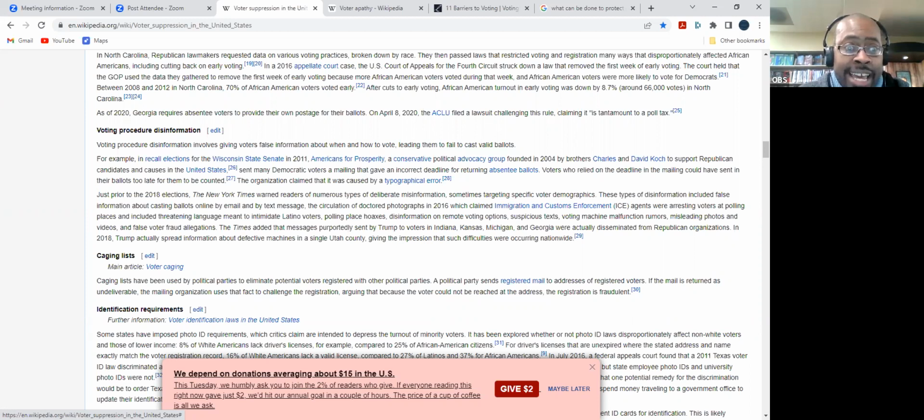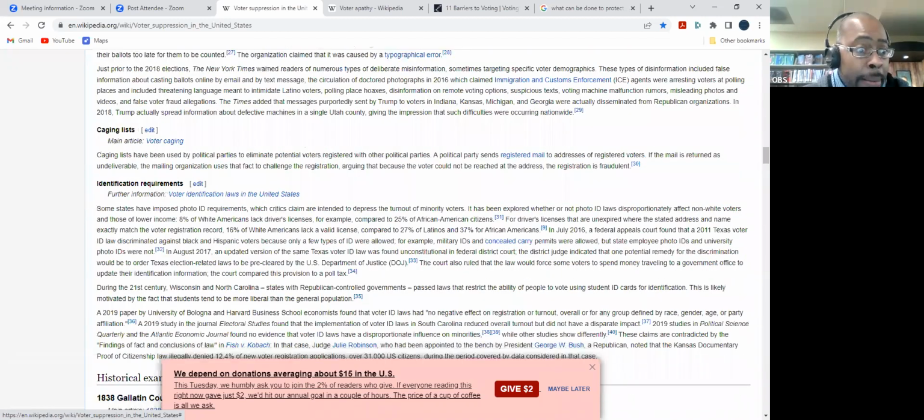The Times added that messages purportedly sent by Trump to voters in Indiana, Kansas, Michigan, and Georgia were actually disseminated from Republican-run or Republican-influenced organizations. In 2018, Trump actually spread information about defective machines in a single Utah county, giving the impression that such difficulties were occurring nationwide. And of course, none of that is true. None of that was true. Oh, there's more.